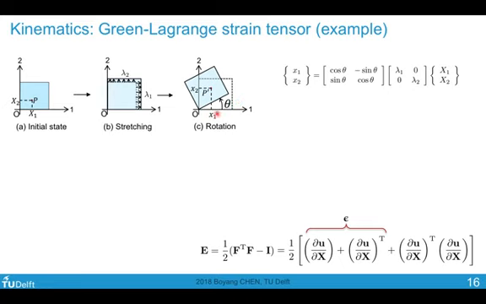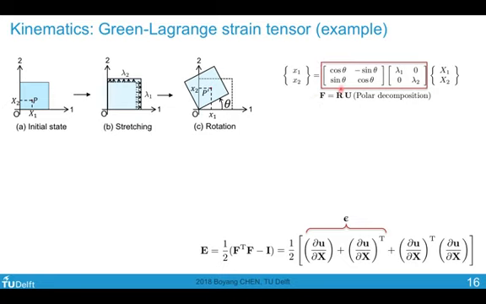We can express the current coordinates of a material point, which is small x1, small x2, as a function of the initial coordinates of the material point, which is capital X1, capital X2. So we can express the relationship by this equation. You can see that this matrix represents the uniform stretching, and this matrix represents the rigid body rotation around the origin. You can verify that the product of the two matrices is our deformation gradient matrix.